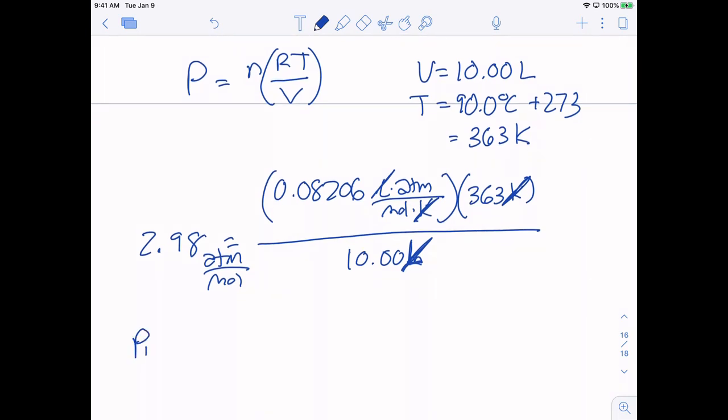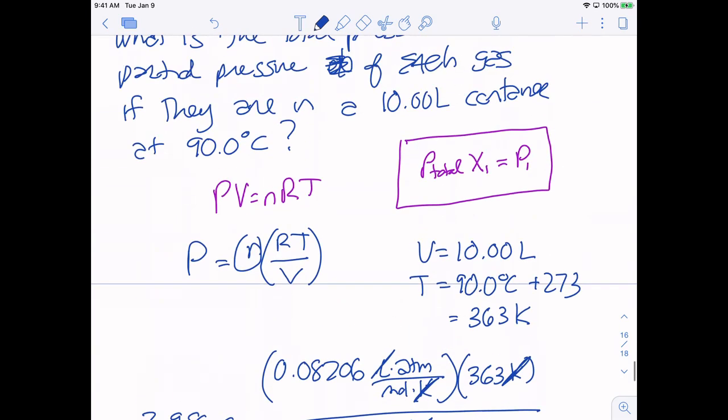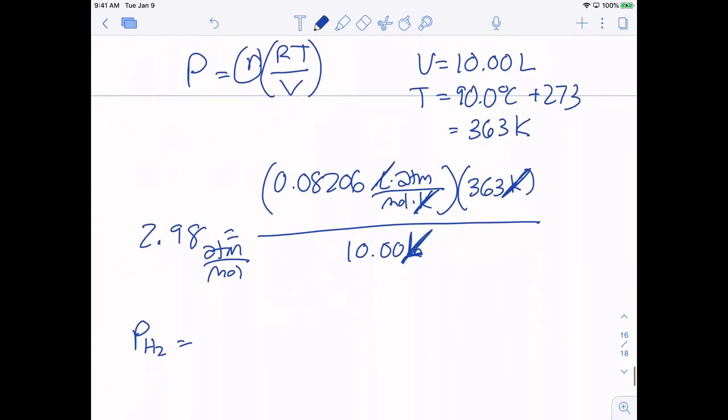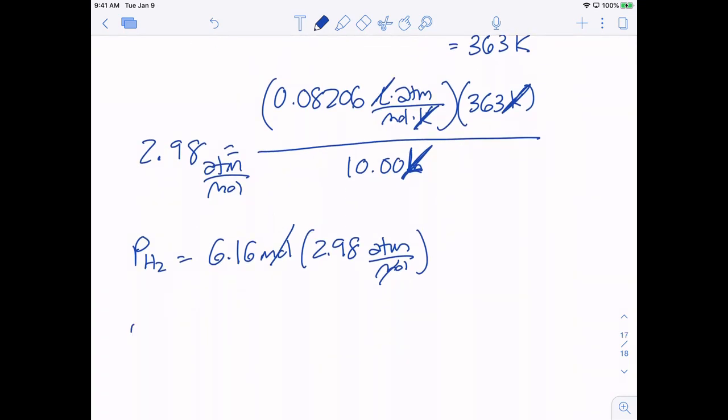So to get my pressure of hydrogen, I'm going to take my N, right, my number of moles for hydrogen, which I have up here somewhere, 6.16. And then when I multiply it by the 2.98, which is RT divided by V, atmospheres per mole, then my moles cancel. So my pressure for hydrogen, 6.16 times 2.98. I get 18.4 atmospheres.